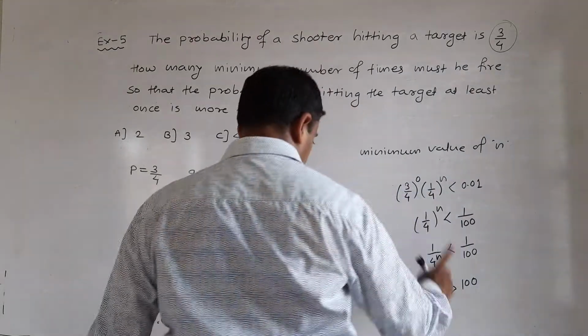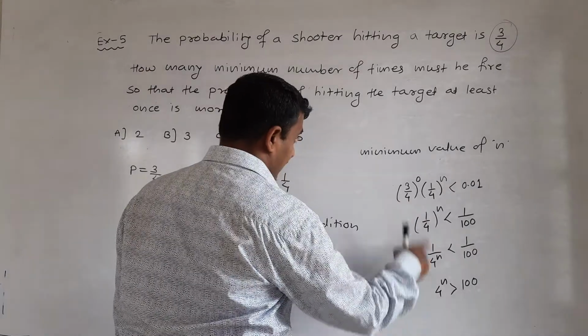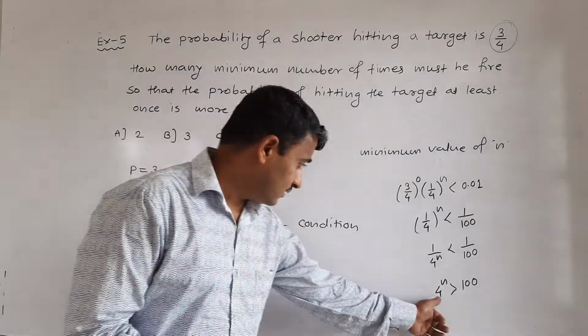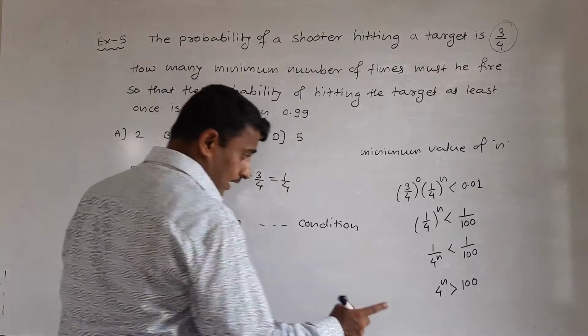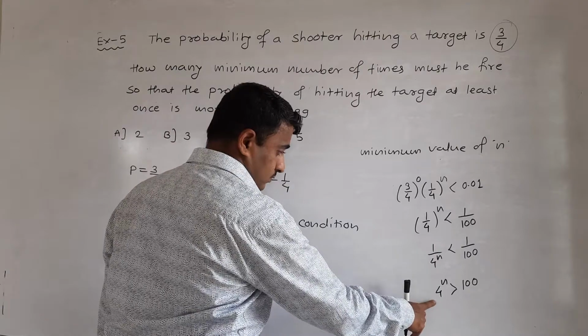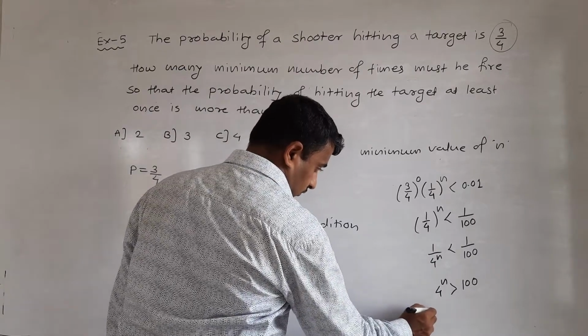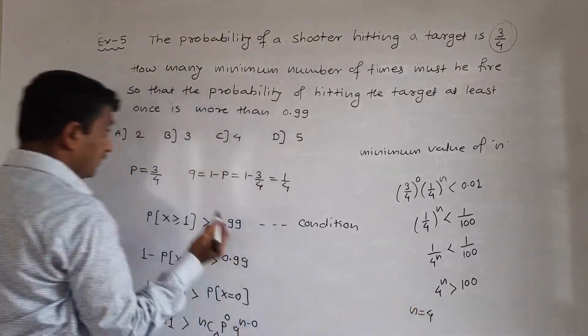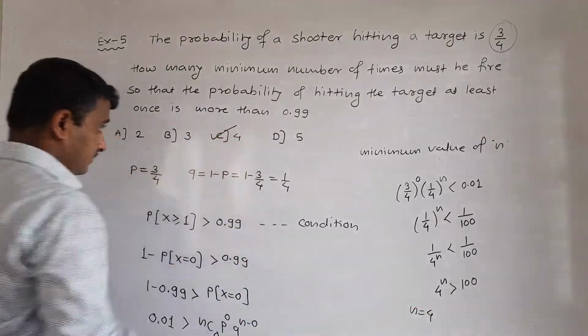When n is equal to 4, minimum n is equal to 4, as the minimum was asked. There are so many values that satisfy this inequality, but the minimum value is what? For n is equal to 3 we get 64, which is not possible. Therefore n is equal to 4; for minimum n is equal to 4 this is satisfied. Therefore the option is C.